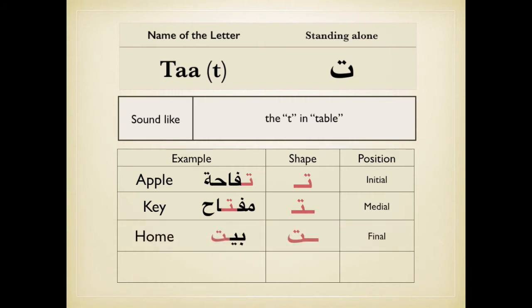The final position, as you see the shape, example is Bayt, home. The isolated position for Ta, as you see, when it's standing alone, and the example here is Toot, blueberry.